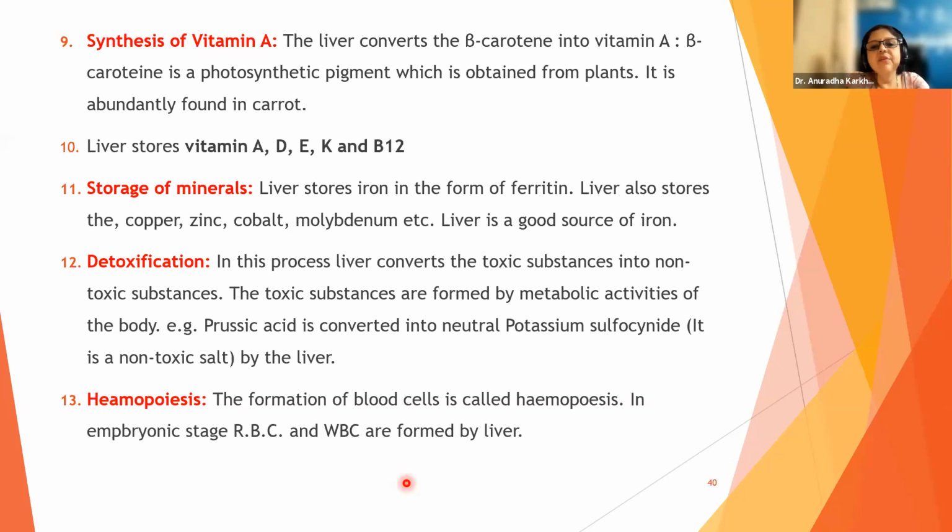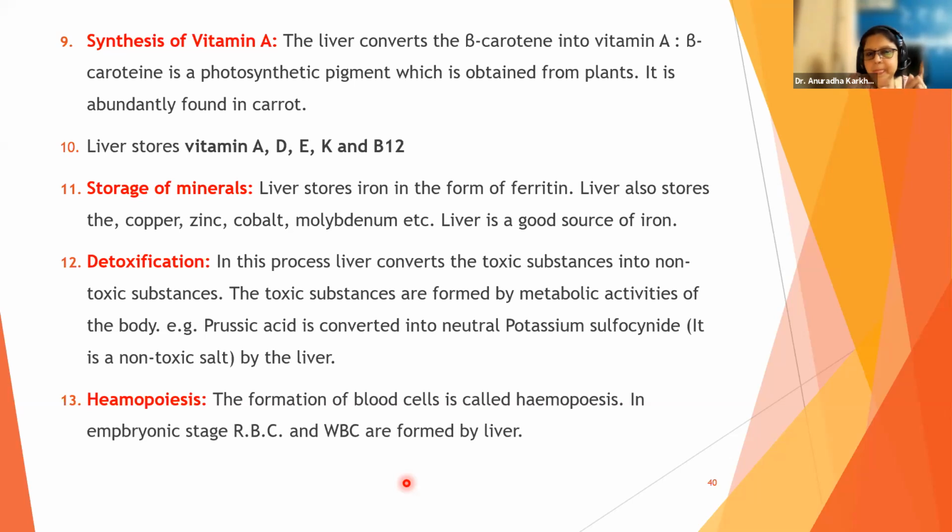Storage of minerals. Liver stores iron in the form of ferritin. Please remember this. Iron is stored in the form of ferritin. Why am I telling you to remember this? Because this point will be used in the next chapter, the circulation chapter, about ferritin and iron. It's associated with hemoglobin, and hemoglobin is associated with circulation of blood. So please remember this word.